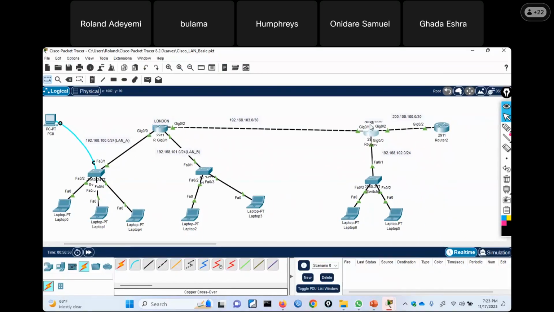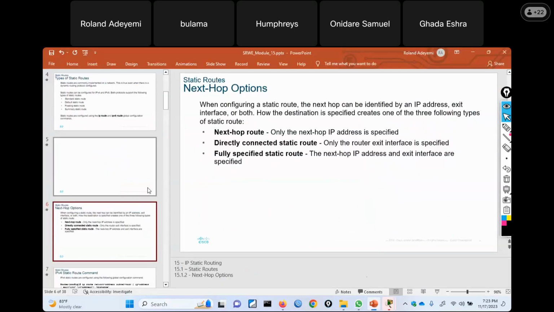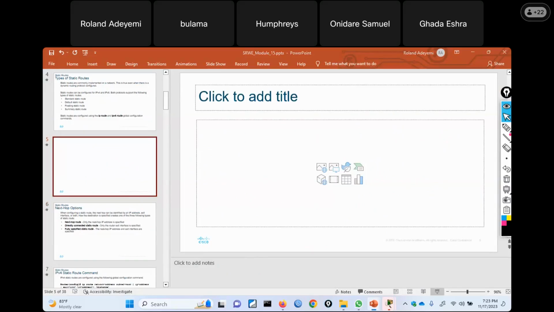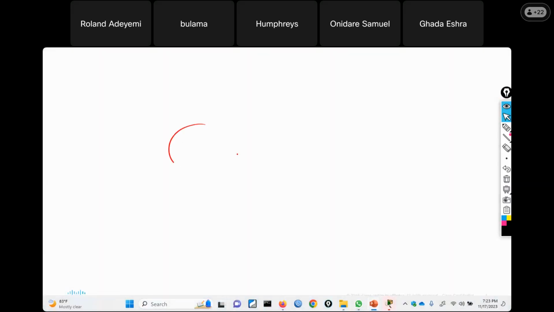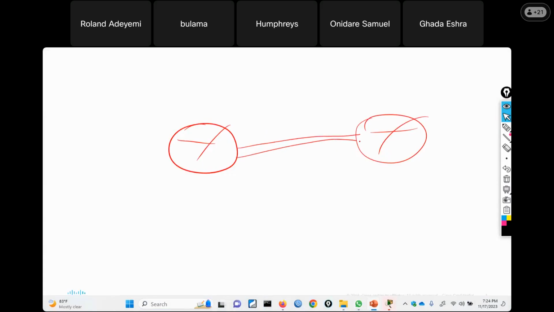Now, the last thing I want to talk about is floating static routes. What is the floating static route used for? You have a router. You have another router. Ideally, we need just one link between the two routers, but we can have two links. Why are we going to have two links? If this link goes down, the other one takes over.